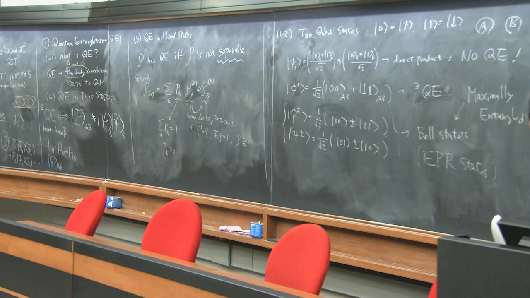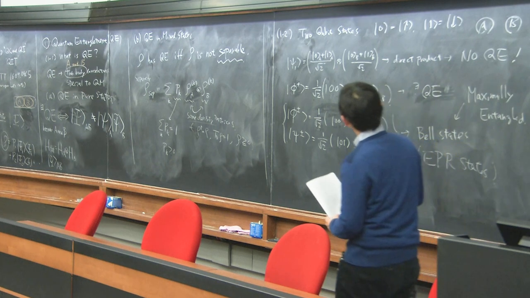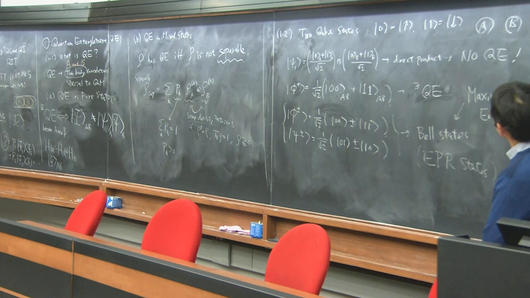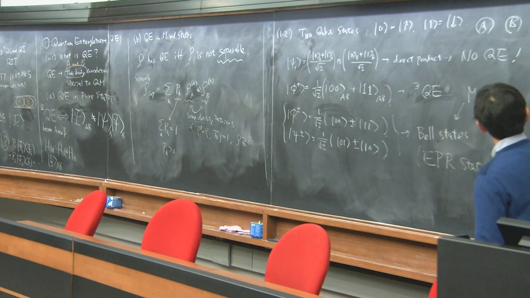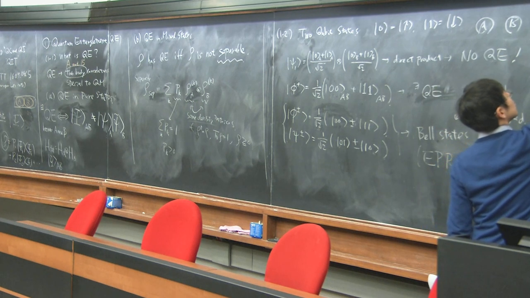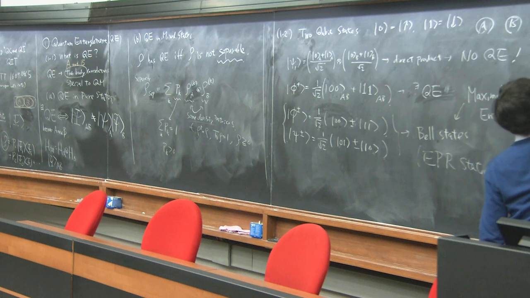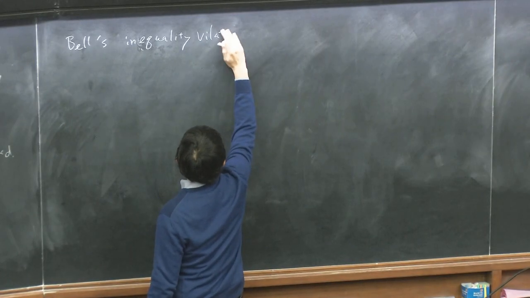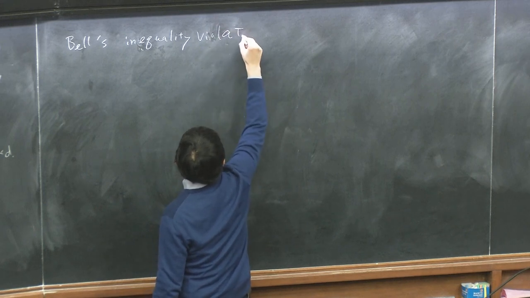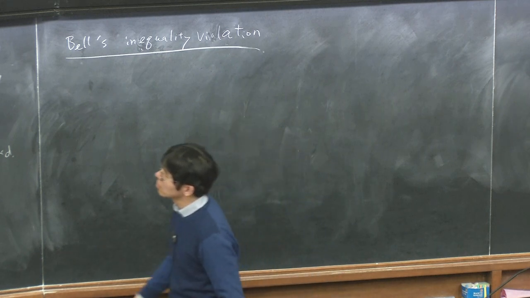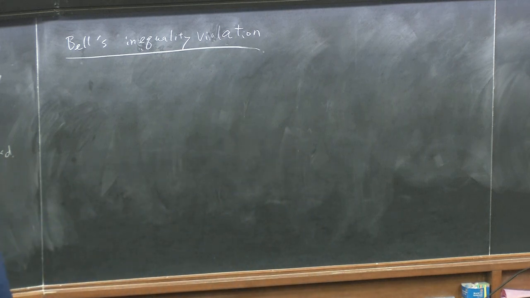And then, we talked about this entanglement, this correlation, which only happens in quantum mechanics. But there is another way of saying the same thing. More explicitly, this is called Bell's inequality. And this is the violation, a quite famous fact, which happens for this entangled state.